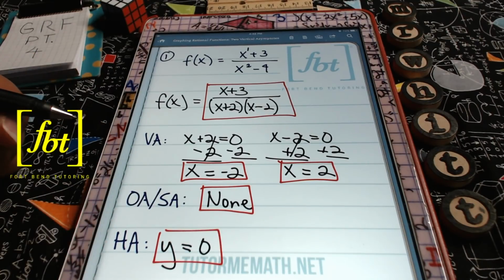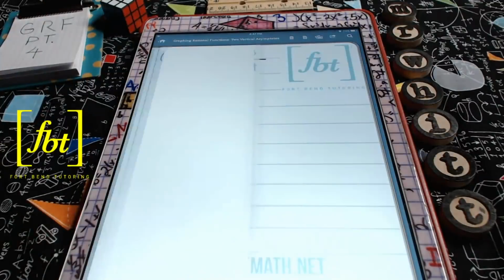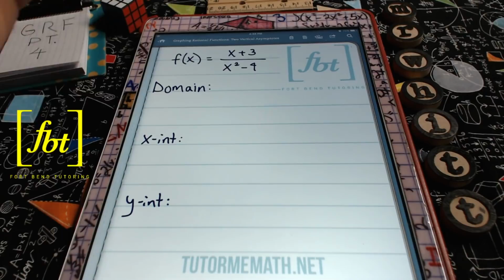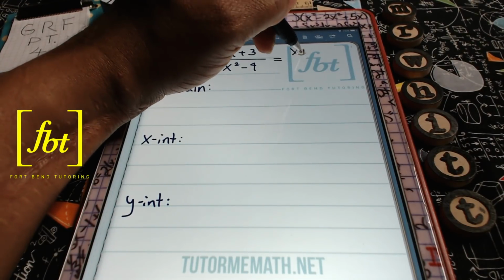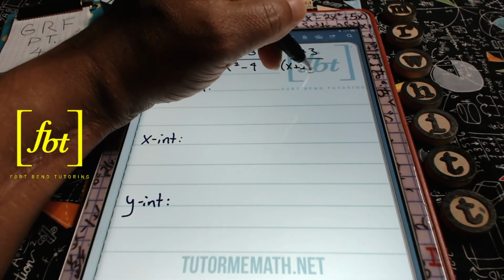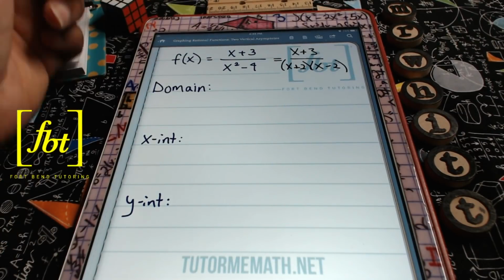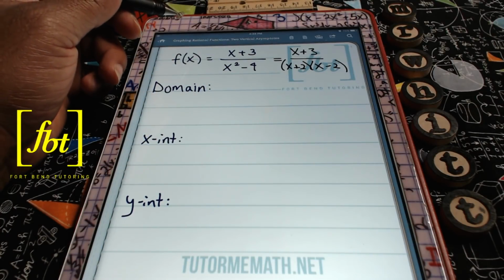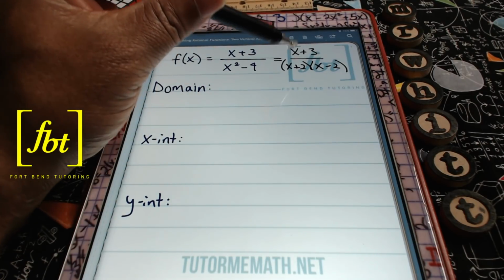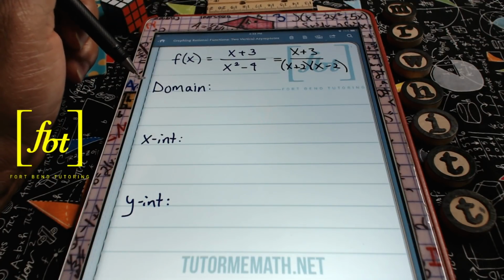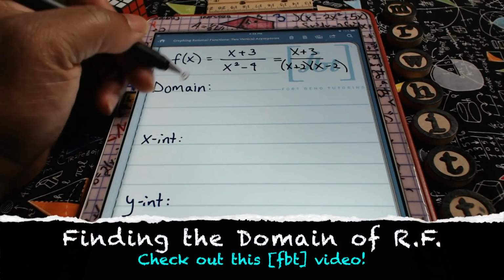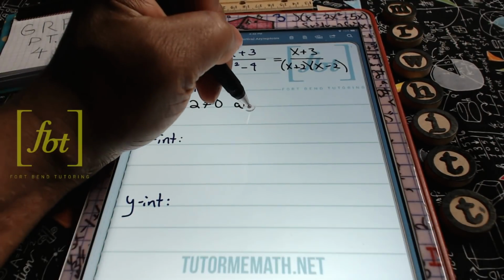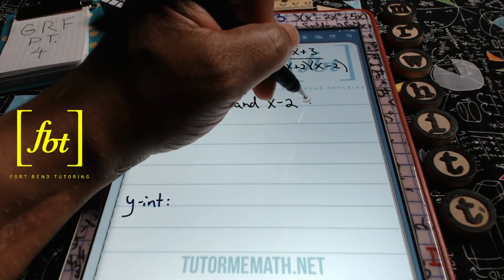Red boxing it. All right, let's keep moving through the steps. The next thing that we'll want to do is identify the domain, keeping in mind that this is also x plus 3 divided by x plus 2 times x minus 2. We'll go ahead and make sure that we cannot get a denominator that has the value of 0. Remember that having 0 in the denominator of our rational function will make the overall function undefined, and we don't want that. So we'll start by saying that the first factor, x plus 2, cannot equal 0, and our second factor, x minus 2, also cannot equal 0.